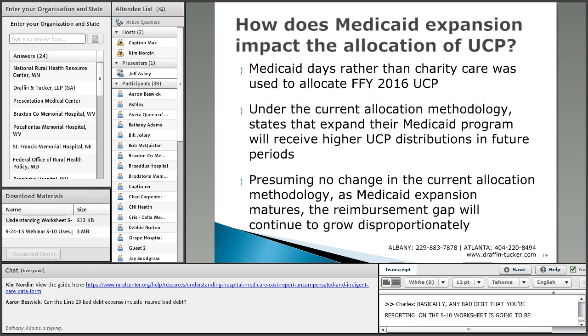I think at this point in time, most states, based on fiscal decisions, have determined whether or not they want to expand their Medicaid programs. So I think this concern is probably somewhat in the past. And by the time CMS gets around to using the S-10 data, I don't think this will really be an issue anymore.